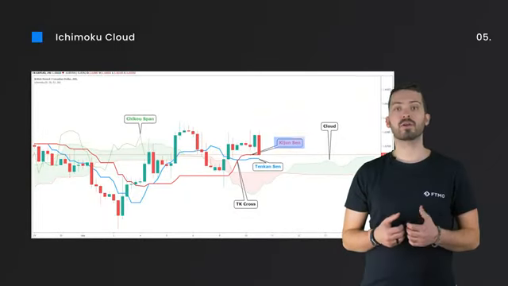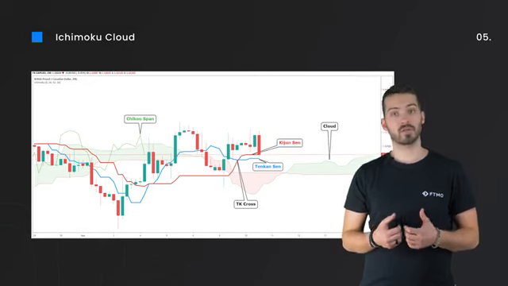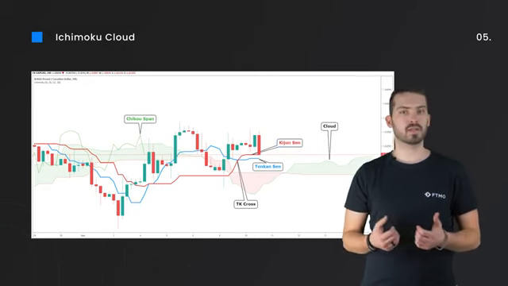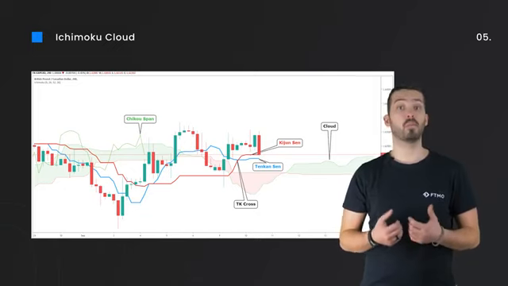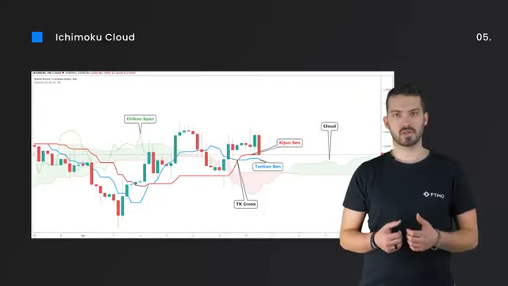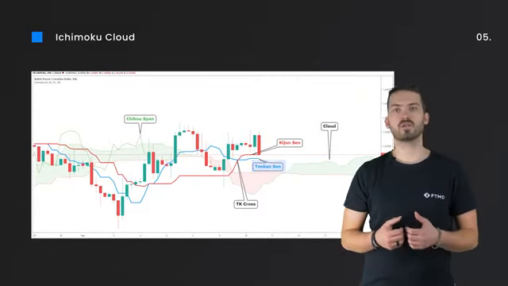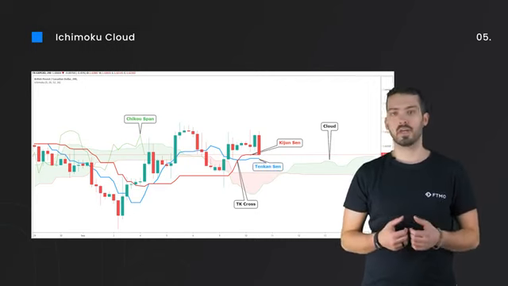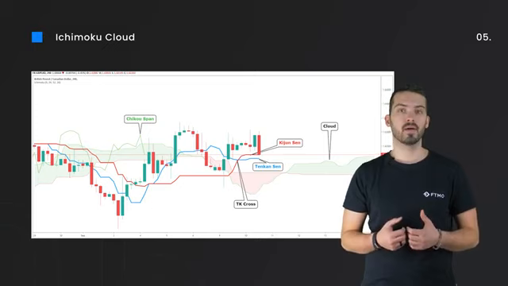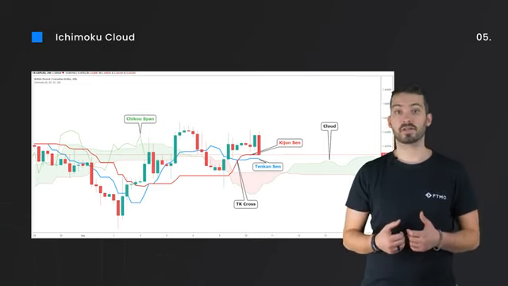Kijun Sen. We watch Kijun Sen as our indicator of the general direction of the price. You can think about it similar to the moving average. If the price is above Kijun Sen, it means bullish. If the price is below, it means bearish. Tenkan Sen. Similar to Kijun Sen, but the Tenkan Sen is also indicating market conditions. If Tenkan Sen is moving up or down, the market is trending. If Tenkan Sen is moving horizontally, it signals that the market is ranging.